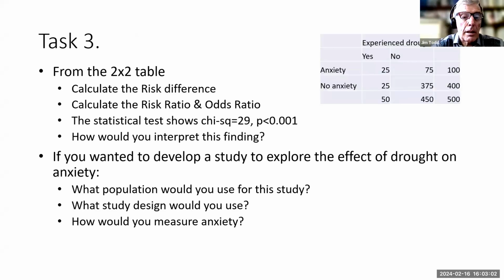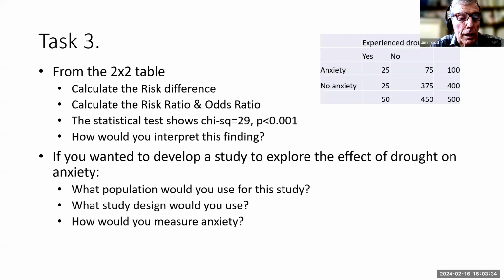Just as a quick task number 3 before I finish, this is a 2x2 table. Can we calculate the risk difference from this? Can we calculate the risk ratio and the odds ratio from this? Yes, we can. The statistical test shows that the chi-squared for this particular 2x2 table has a value of 29 and a p-value less than 0.001. How would you interpret this finding?